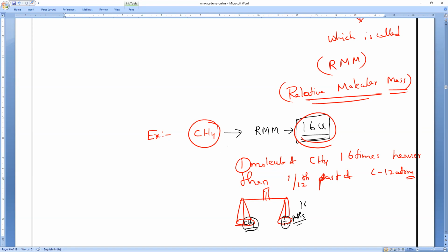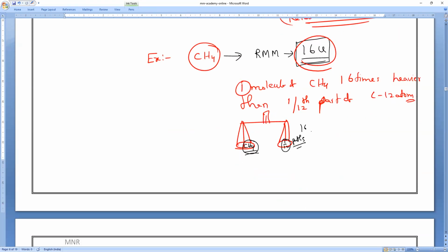Do you understand? Everybody? Girls? Boys? Are you clear? So, 16 parts of 1 by 12th of carbon 12 atoms is equal to the mass of one molecule of CH4, methane. Understood or not? Now, what is your doubt? You can ask.